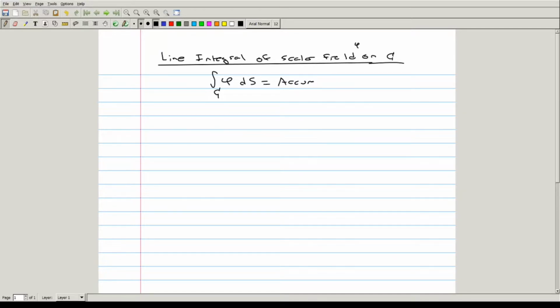So the line integral of a scalar field, we've suitably defined, the notation for this is just the integral over C of the function phi with respect to arc length. It is the accumulation of the function phi on the curve C.